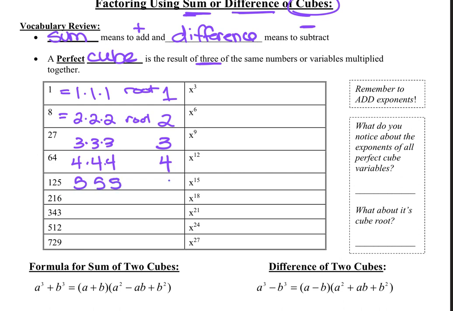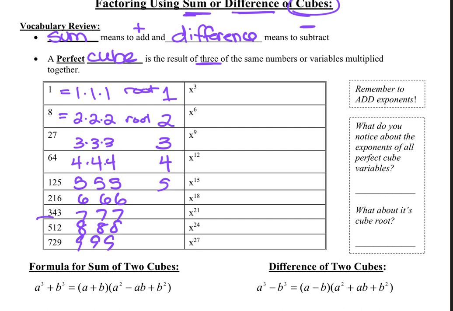125, 216, 343, 7, 8, and 9. So we see a lot of these. Most commonly, we see up to at least 343. You can always just do the cube root in your calculator to see if it is a perfect cube. And we'll go over that in class if you don't remember how to do it.